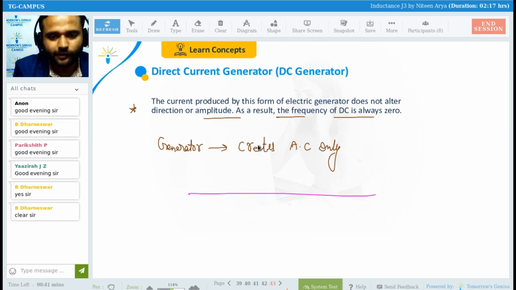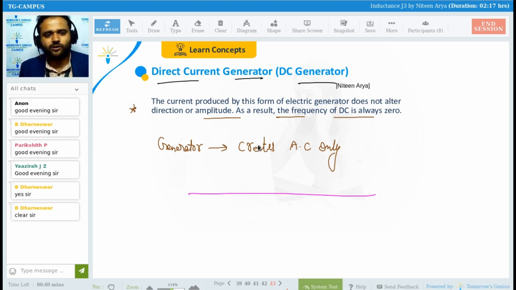It is written that the current produced by this form of electric generator does not alter the direction or amplitude. Sometimes there are so many direct current generators, but whatever the process, whatever kind of generator you use, in all of them the frequency is not going to change. As a result, the frequency of DC is always zero. Okay, and that is enough to know about it.